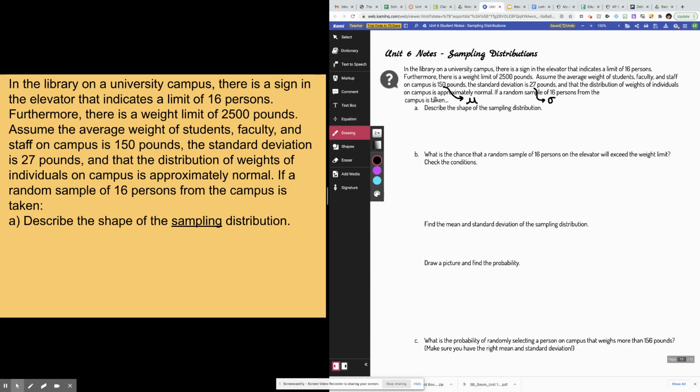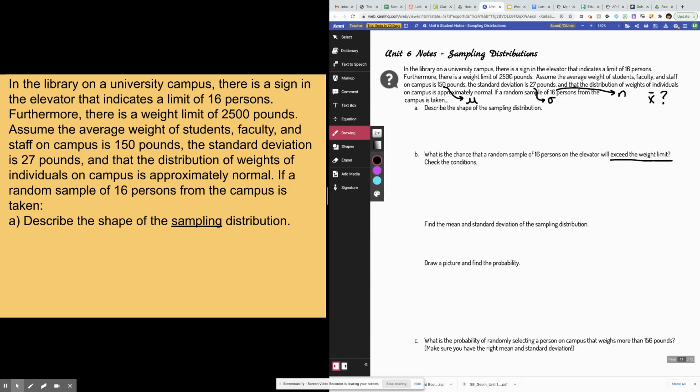And then they're telling us that the distribution is approximately normal, and we're taking a random sample of 16 people. So that's n. Now, the one thing they did not tell you here was a data point. I don't know what x bar is. But we're trying to figure out what's the probability that a random sample will exceed the weight limit.